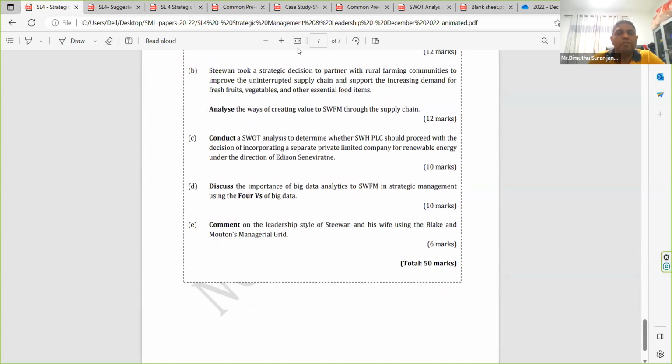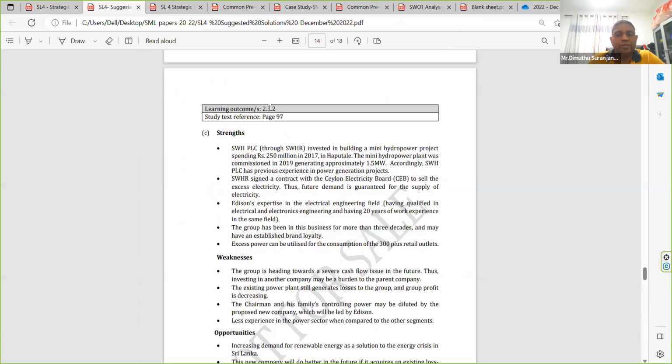Right? So we'll see what the points are here. So identify strengths. Strength: Established PLC invested in building a mini hydropower project, spending 250 million in 2017 in Haputale. The mini hydropower plant was commissioned in 2019, generating approximately 1.5 megawatts. Only Established PLC has previous experience in a power generation project. It's a strength, no? Already we have the experience in this mini hydro project.